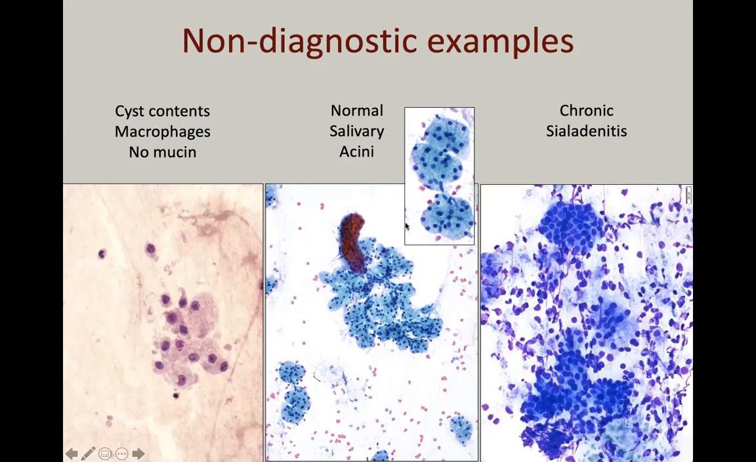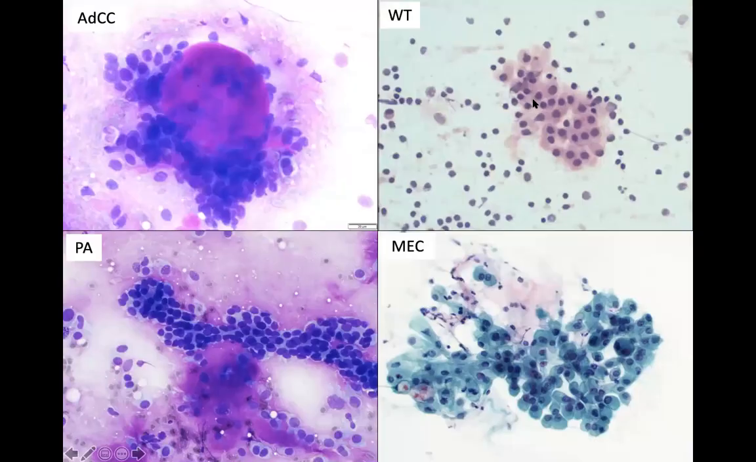Also non-diagnostic is just normal salivary acini. If you're targeting a lesion and all you get is normal, then the lesion was probably missed. And then lastly, chronic inflammation or chronic sialadenitis, depending on the clinical picture, if it's diffuse enlargement of the gland, could be diagnostic, but if there's a mass forming lesion, then just seeing chronic inflammation would not be diagnostic of whatever mass forming lesion that is.